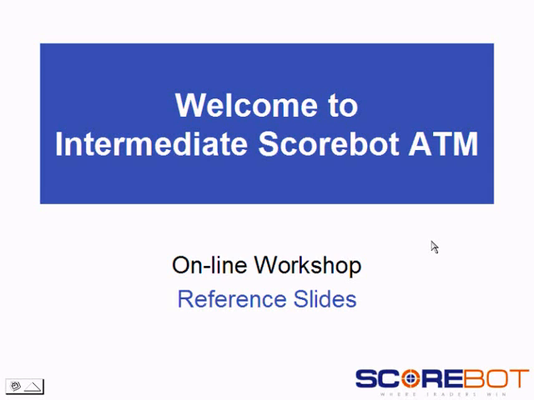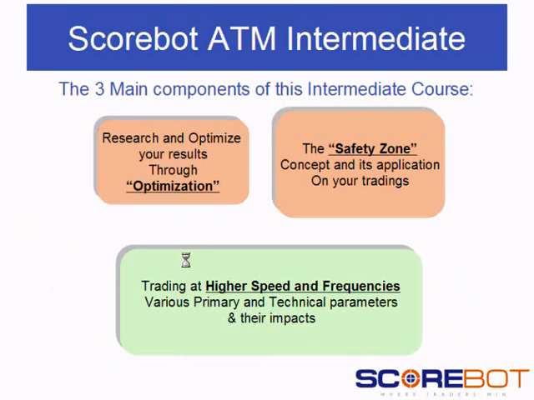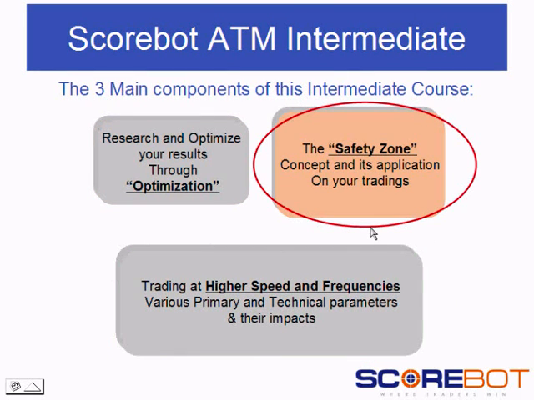Today we'll be covering our special concept. We call it safety zone. This is part of our intermediate Scoreboard ATM course. In our earlier video that we covered optimization, we mentioned that in these intermediate courses there will be three key objectives. One of the areas is optimization. The second area is this concept called safety zone, and in this video I'll be covering it in further detail. So this is the area that we will be working on in this video.